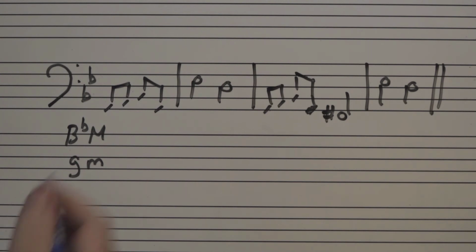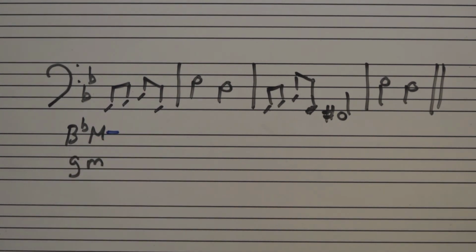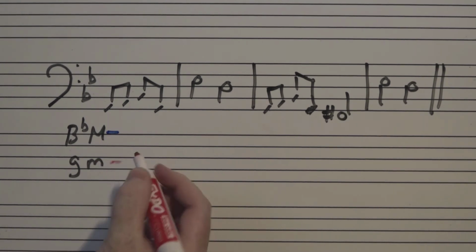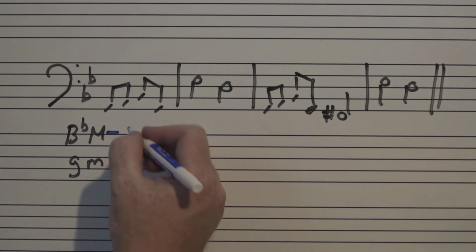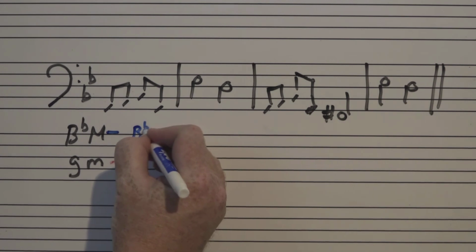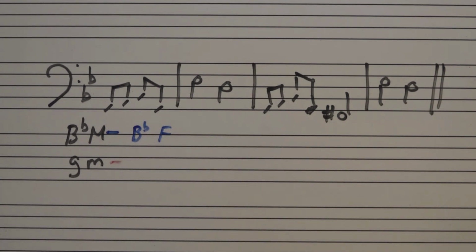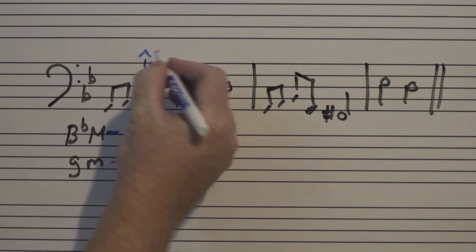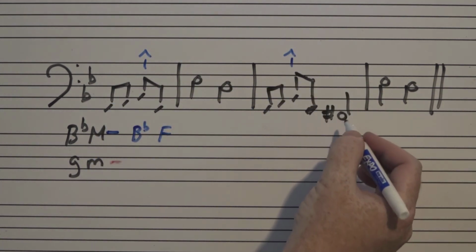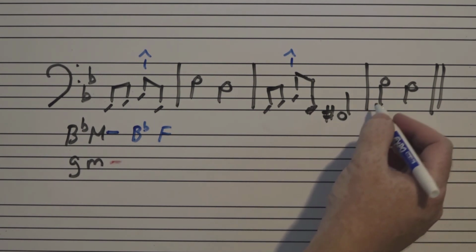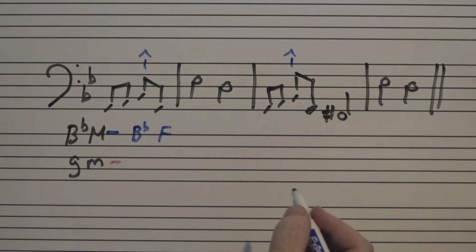And again, let's do B flat major as blue and G minor as red. So let's look for scale degree 1 and 5. And B flat major, that's B flat and F. So here we are, there's scale degree 1. And there's scale degree 1. That's an F sharp, not an F, so that doesn't count. Oh my goodness. So right off the bat, not a lot for B flat major.